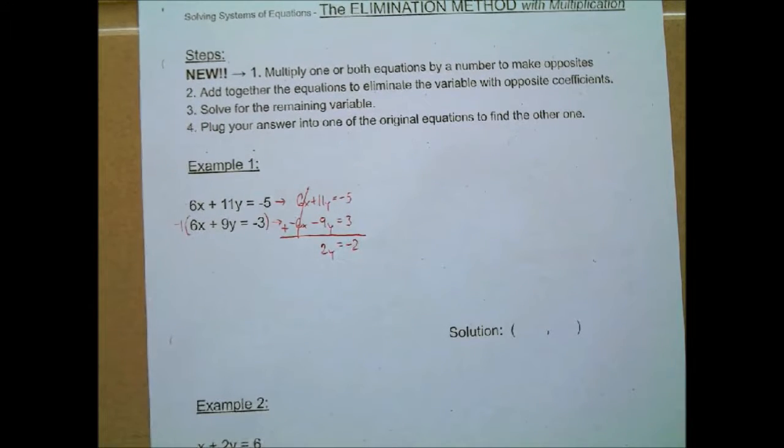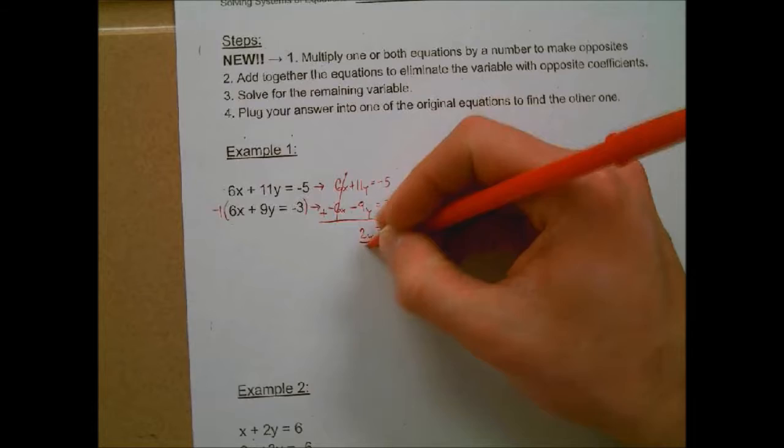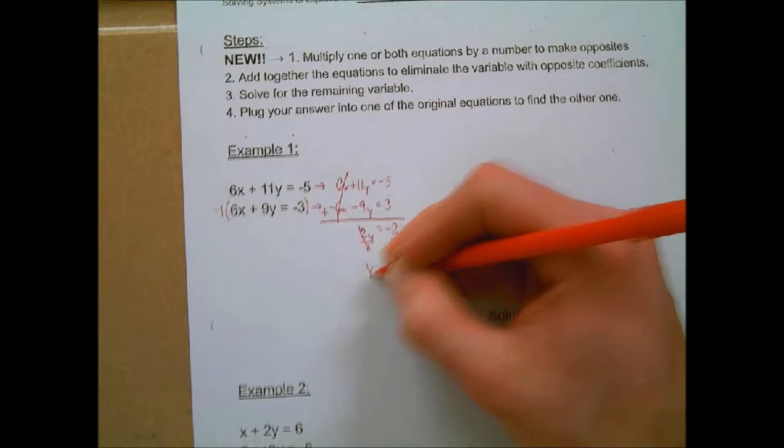Okay? And now at this point, this is old news to us. We know what to do from here, right? So let's go to Trey. Trey, from here, what should we do? Divide both sides by? You got it. Very good, sir. We get y equals -1.